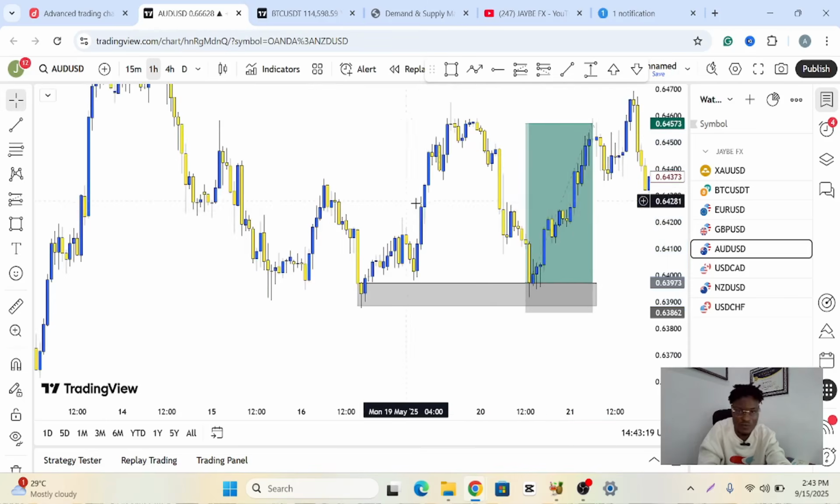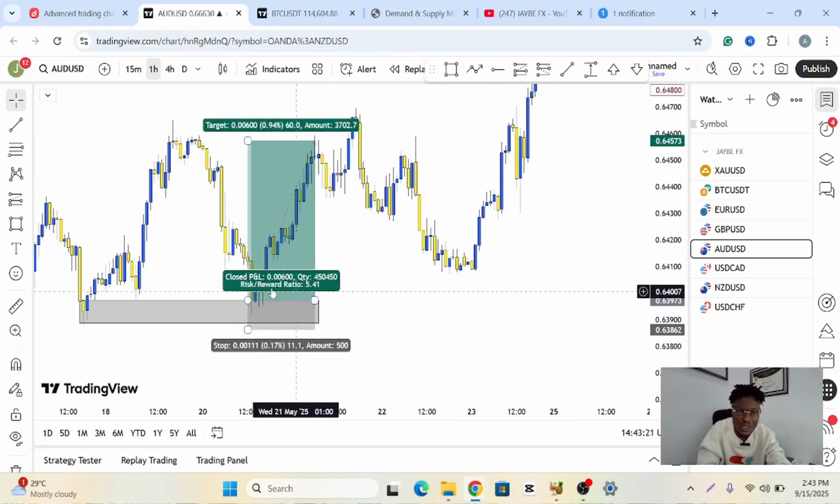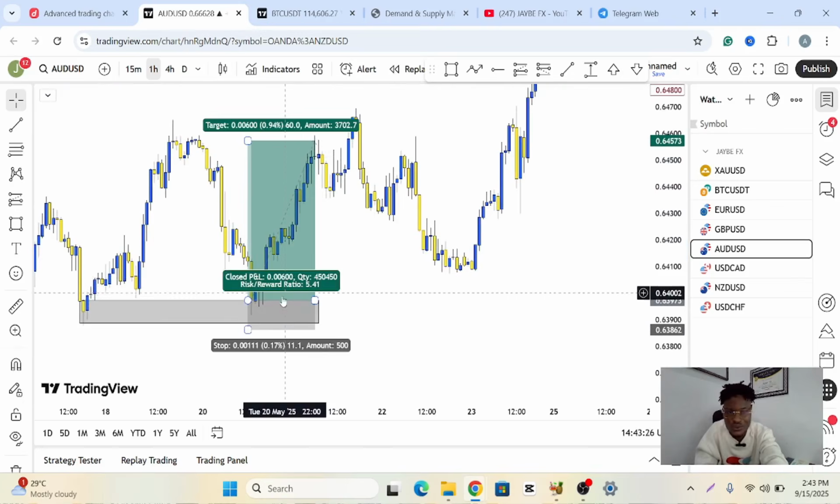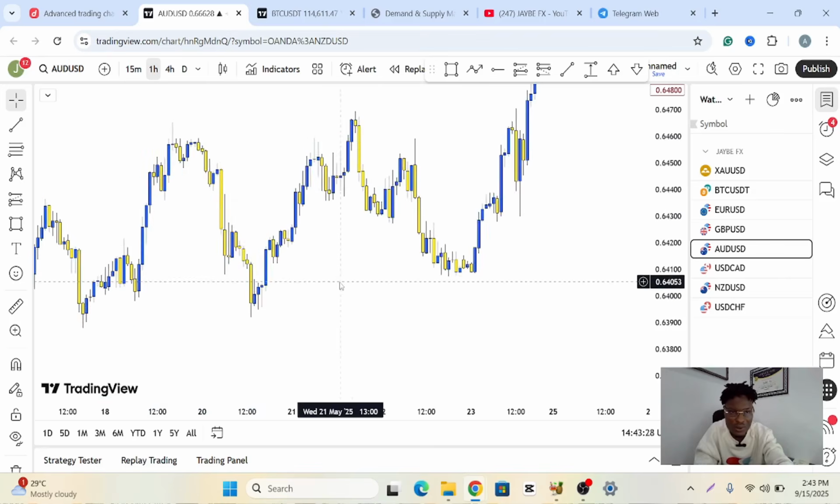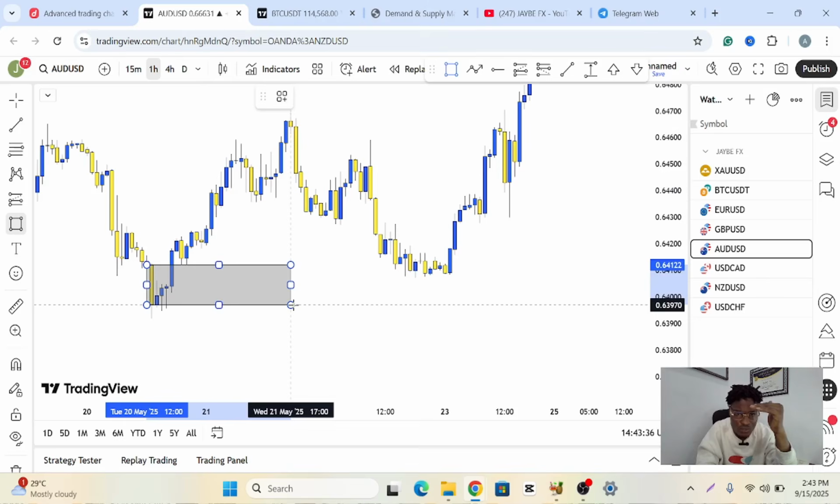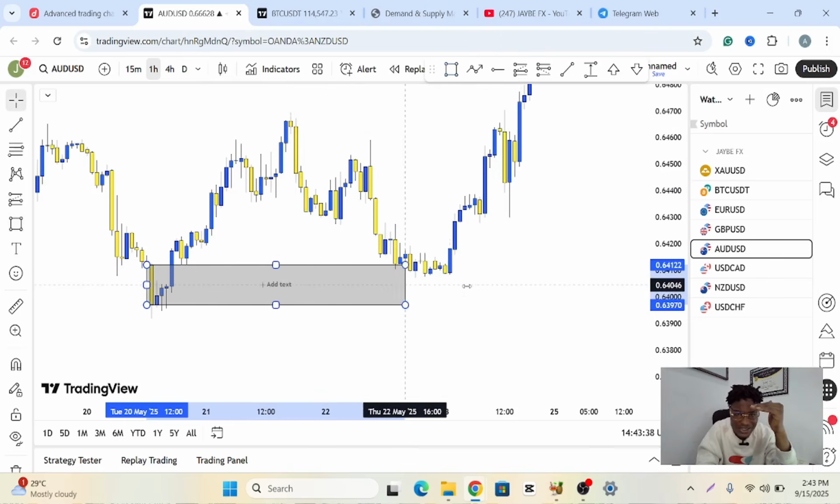Is 1 to 3 okay for you? Now this time around, let me delete it again and show you. Now we have another order block. All right. Now this order block is big, so I will just focus on the body to the body. Although there is no wick at the top, I will focus on the body to the body. Then I will extend it.